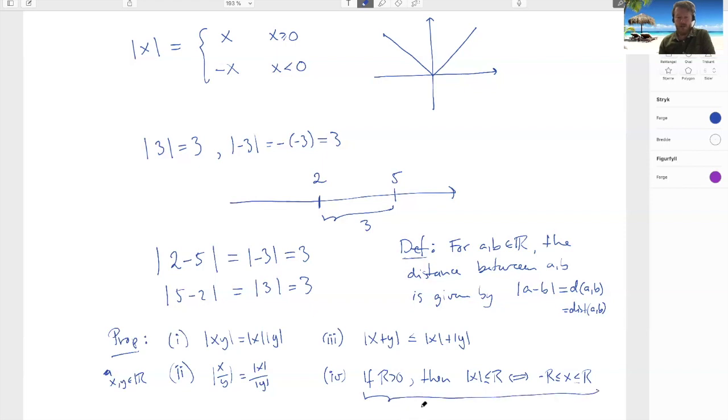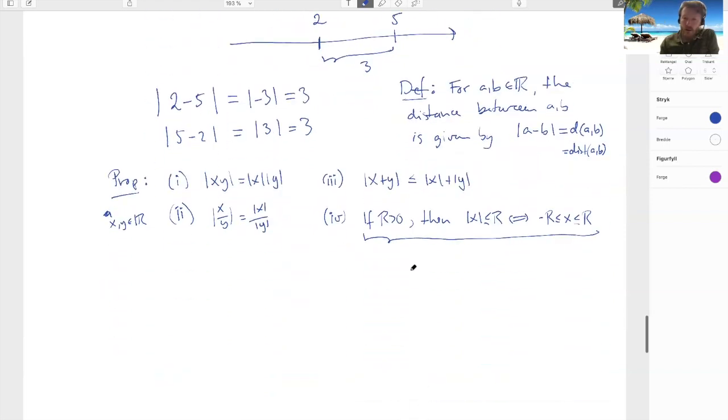So here, let's scroll down. Here I can think of this in terms of the real axis. So this I can think of as the absolute value of x minus 0. So the absolute value of x I'm thinking of as how far x is from the origin. Well, if x is less than or equal to r from the origin, what does this mean? Well, this means I can go a distance r here, and I can go a distance r here. Where do I end up? Well, here I end up at r, and here I end up at minus r.